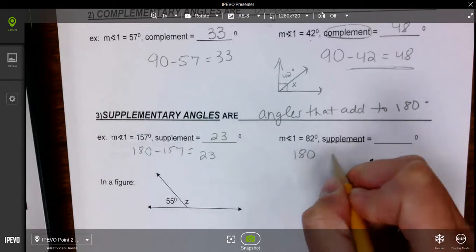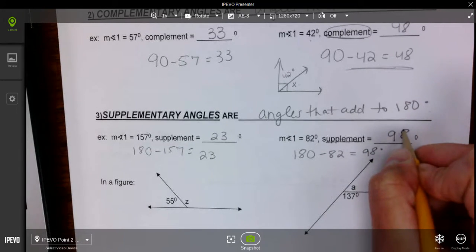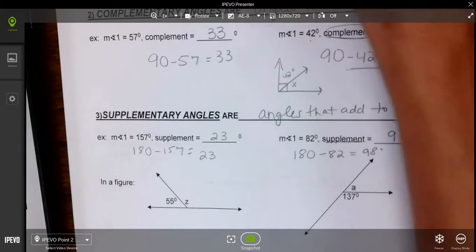Supplement means they add to 180, so 180 minus 82 gives me 98 degrees. Okay, so that's just the basic algebra that goes with finding missing angles when knowing the definition.